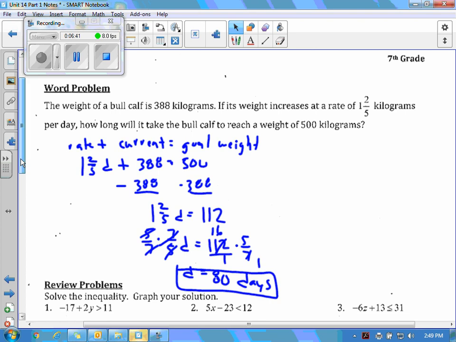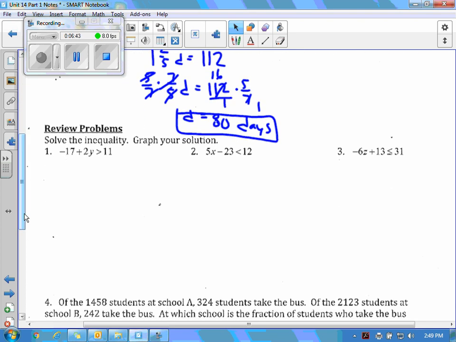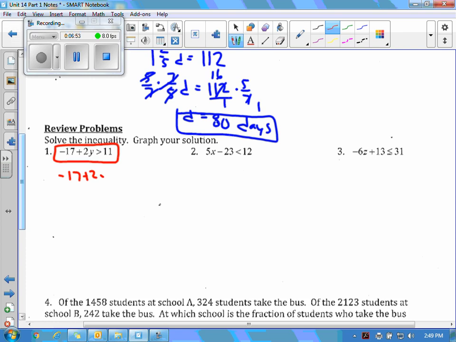Alright, some review problems for you. The first section is on solving inequalities and graphing. Okay, I'm going to do the first example for you just in case you forgot how to do this. I'm going to box and rewrite. This is a two-step equation. So I'm going to add 17 to both sides. I add 17 because I want to get the y over here by itself. And then I can divide both sides by 2, so I'll get y is greater than 14.